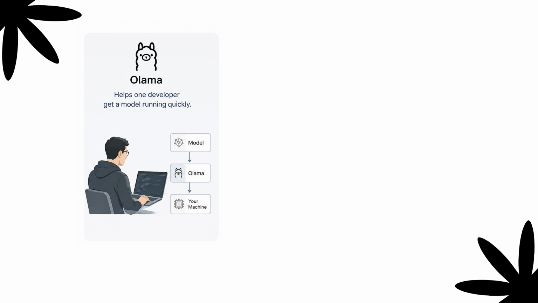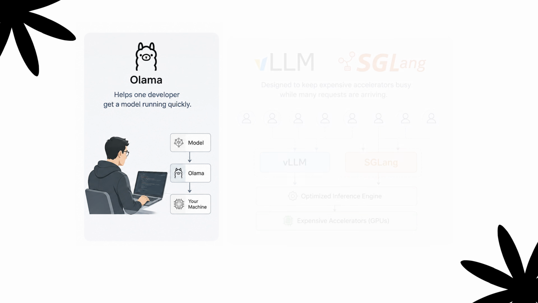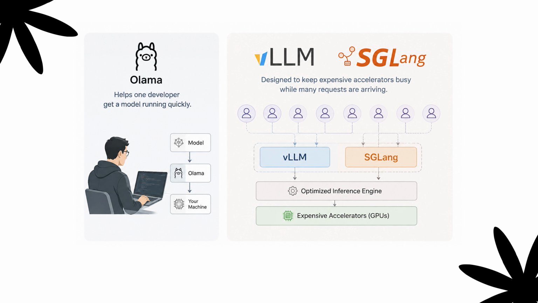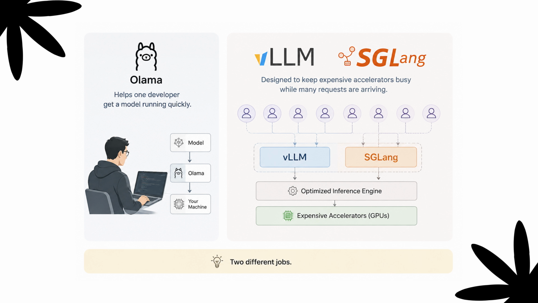Ollama helps one developer get a model running quickly. vLLM and SGLang are designed to keep expensive accelerators busy while many requests are arriving. Those are two different jobs.